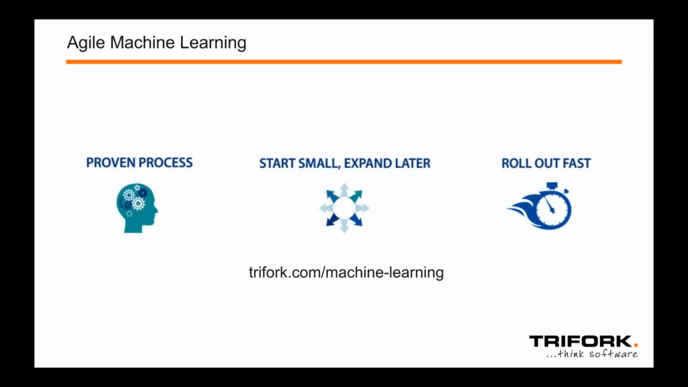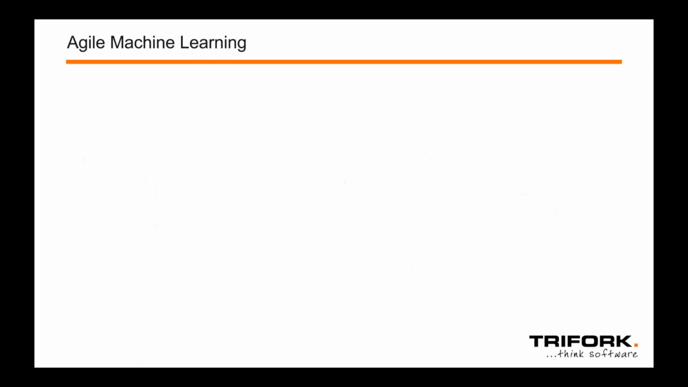We built up a methodology called Agile Machine Learning, a proven process using Agile methods. We start in a very small way, allowing us to do quick iterations that deliver real working functionality, and expand on them later on as we need to. And that allows us to roll out fast. In other words, you don't have to wait for 6 months until you have a feature, but you build a feature in a regular sprint, and you see whether it works for your users or not, as you're used to.